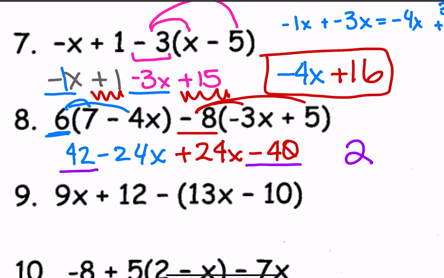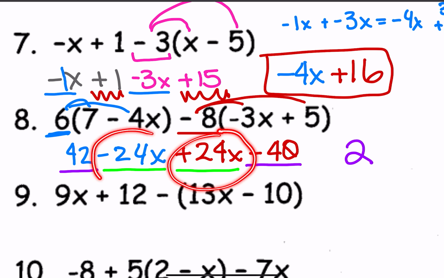Okay, next, though, we have negative 24x plus 24x. So think about it like this. If I have 24 x's, and I take away 24 x's, that's 0 x's. So that means they cancel out. They are 0. We don't have to write 2 plus 0. So our final answer is just 2.